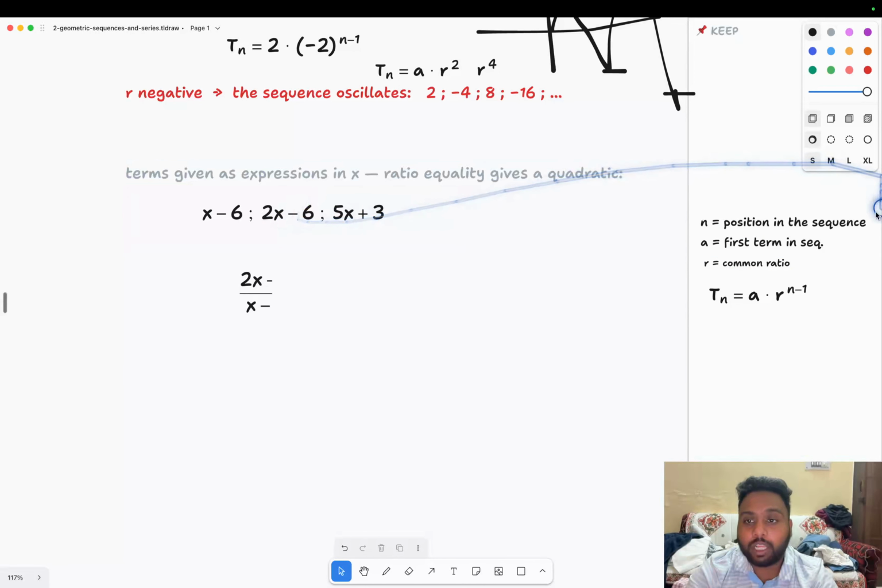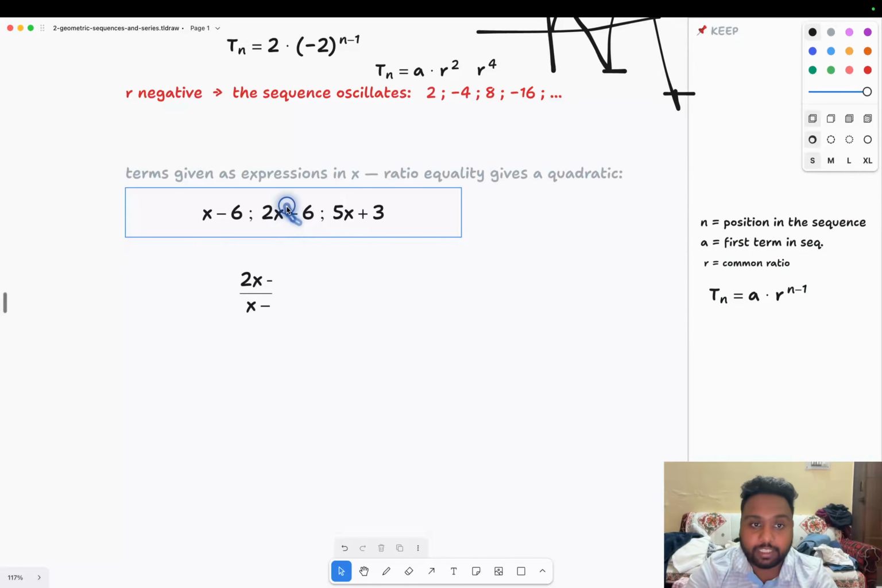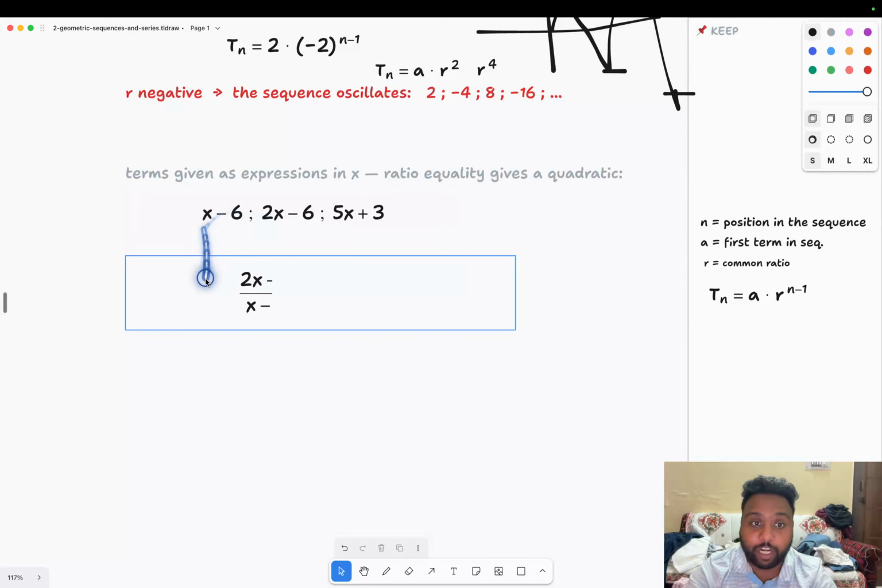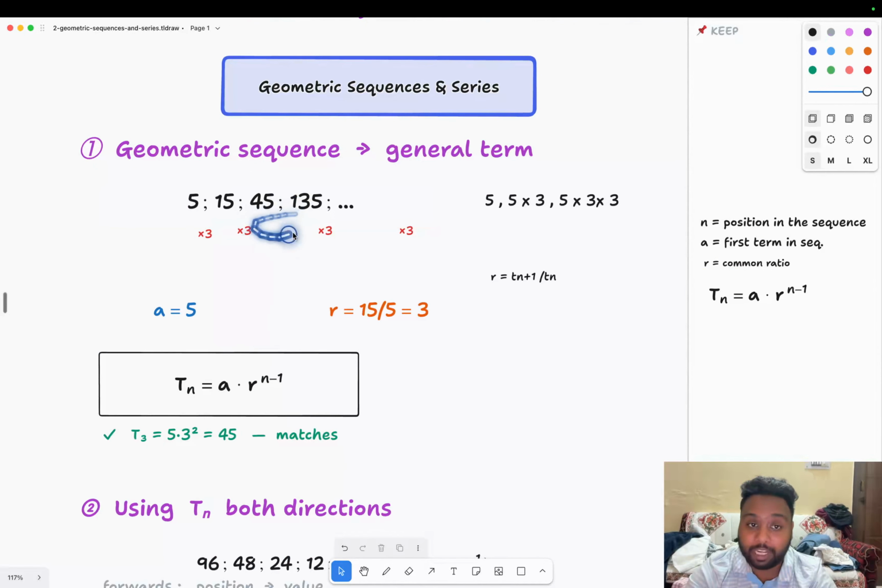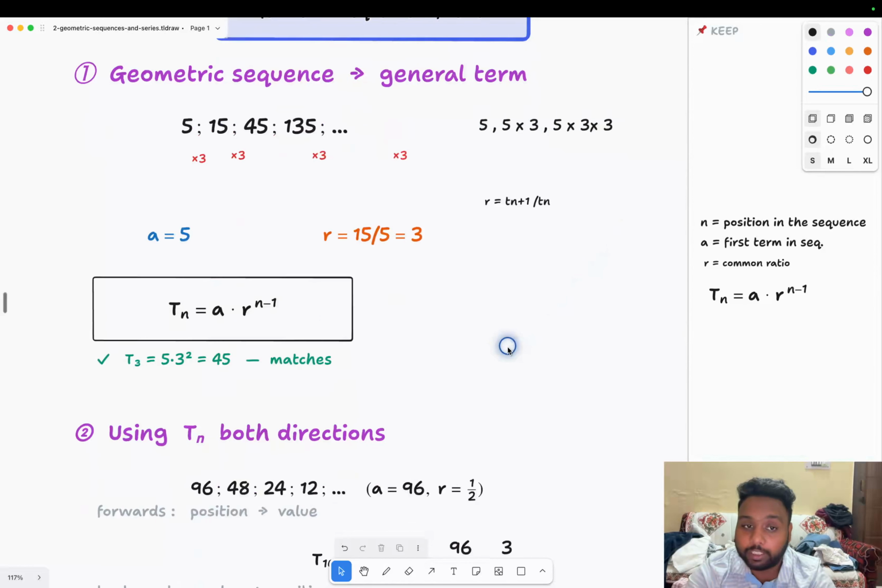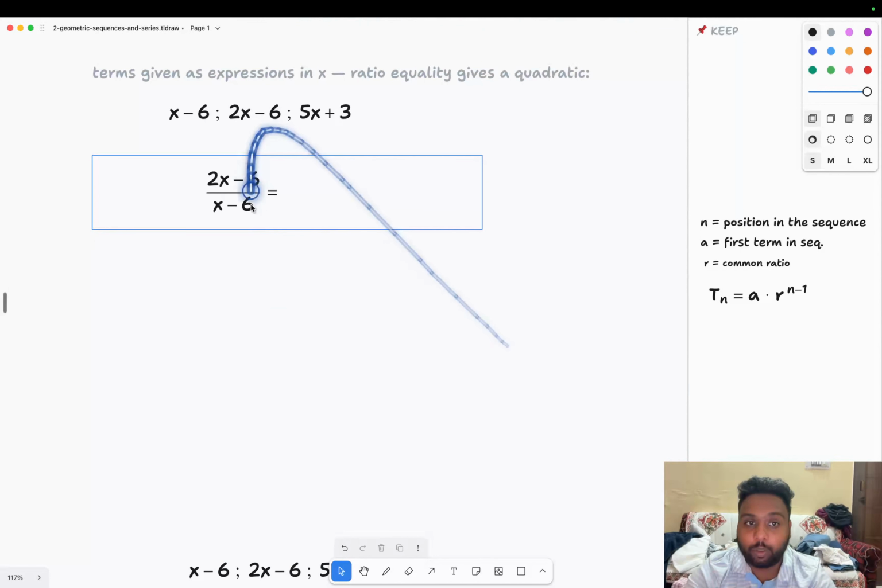So what is my r? The value of r is going to be 2x minus 6 divided by x minus 6. But this value is also going to be the same when I have 5x plus 3 divided by 2x minus 6, just like in the first example that we have. Every time we are multiplying the next number by a constant number. So if we divide this by this, it's going to be 3. If we divide this by this, it's also going to be 3 because 5 and 3 are going to get cancelled out. So we can use the same thing here.